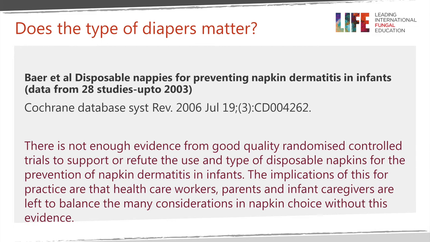So this is a Cochrane database systematic review of about 28 studies. And what it basically tells us is that there's not enough evidence from good quality randomized controlled trials to support or refute the use of any disposable napkin for the prevention of napkin dermatitis in infants. And so what we have to do is to balance the many considerations in napkin choices that families have to make without any of that evidence. So what basically this tells us is so far we do not have any evidence for cloth diaper, for disposable diaper, for specific forms of disposable diapers to say concretely that this is the way to go if you want to avoid diaper dermatitis.